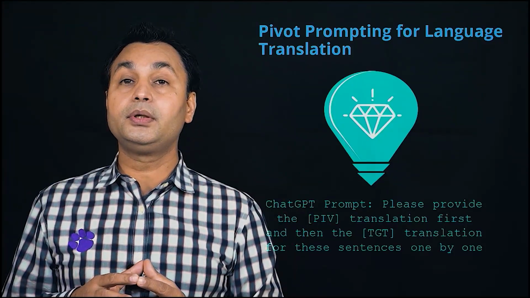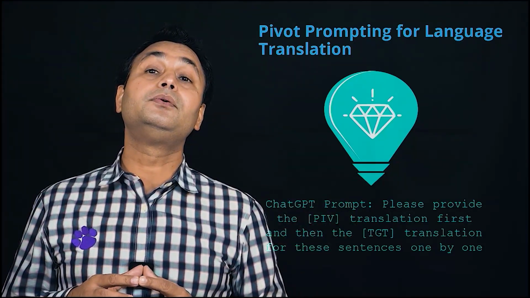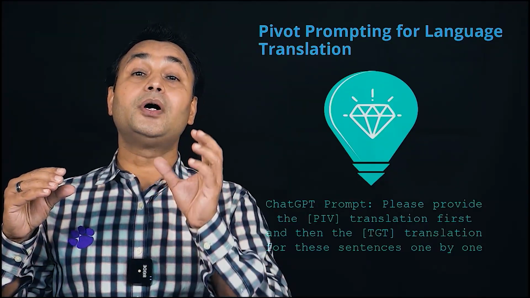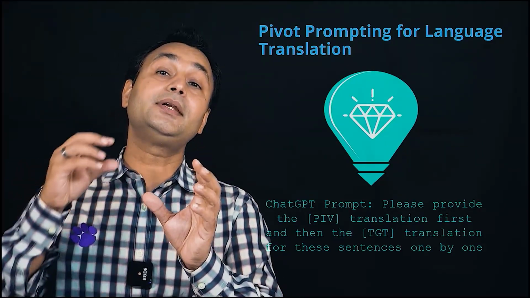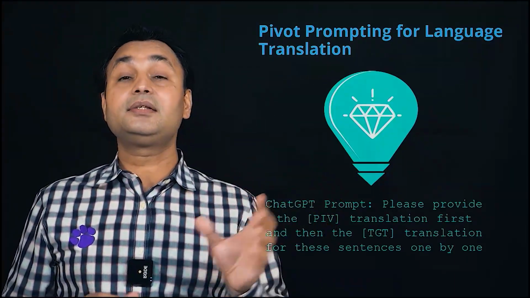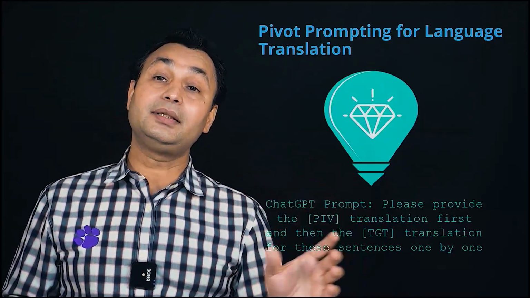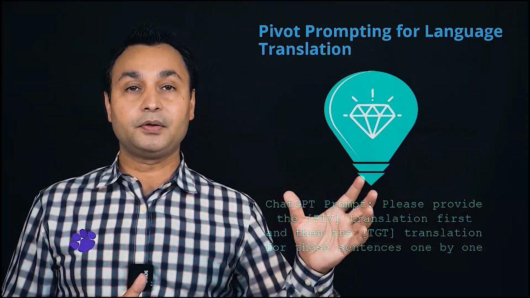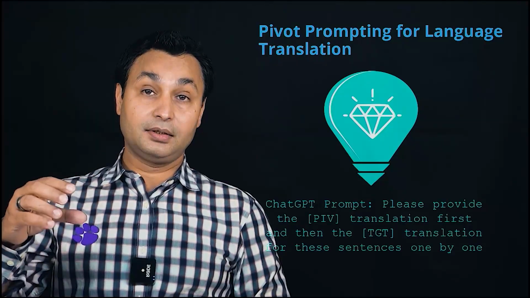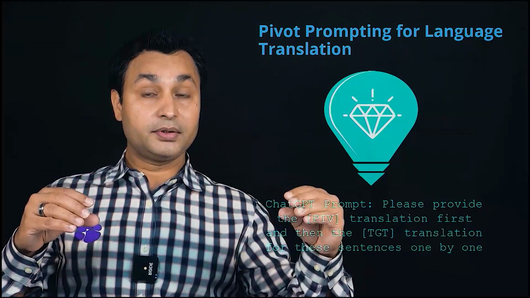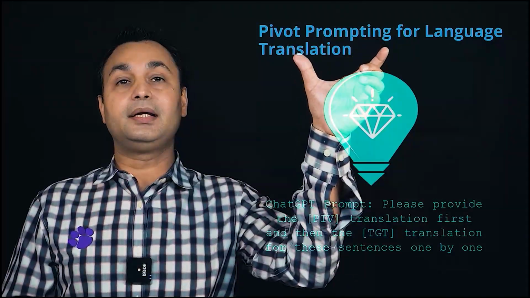For example, if we are doing translation from Hindi to Chinese, then the pivot prompt will ask to take the Hindi text and translate it into a pivot language, which in the majority of cases will be English. So take Hindi, translate it into English, and then take all the sentences generated in English one by one, one sentence each, and translate that into Chinese. This is known as pivot prompting for language translation. So rather than directly translating from Hindi to Chinese, first take the Hindi text, translate it to English, and then take the English sentences one by one and translate them to Chinese. There is an indirect translation happening, and that is the key idea behind pivot prompting.